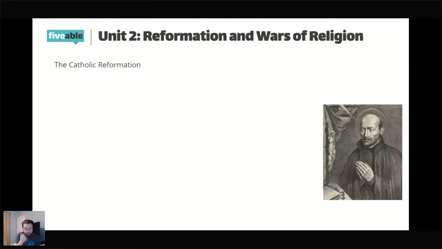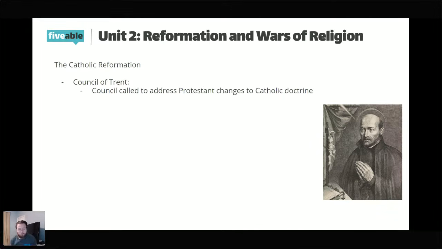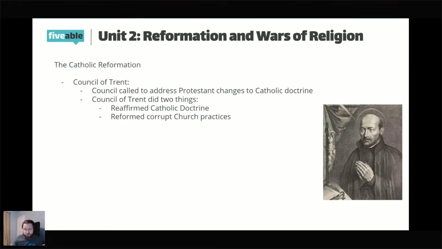So I also got to talk about the Catholic Reformation, of course, with the Council of Trent, which called for wide-scale changes within the Catholic Church. They did not call for doctrinal changes. It called for changes for how the church acted, pretty much. And this is just really a response to the Protestant Reformation. So it did two things. First, it reaffirmed Catholic doctrine, and it also reformed corruption.